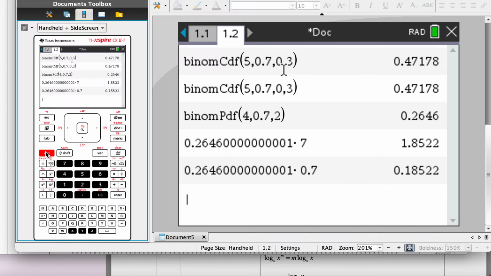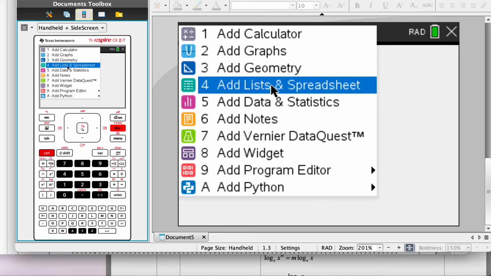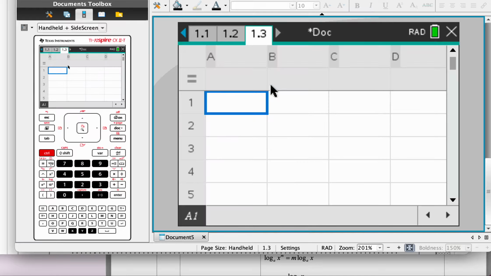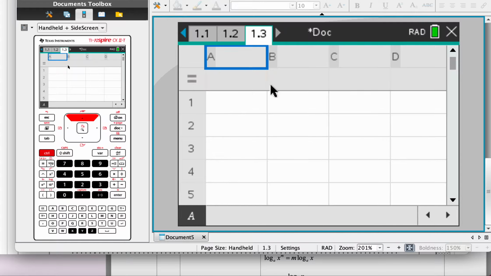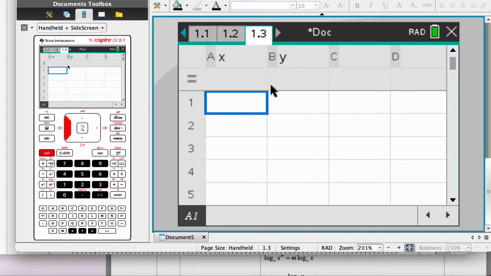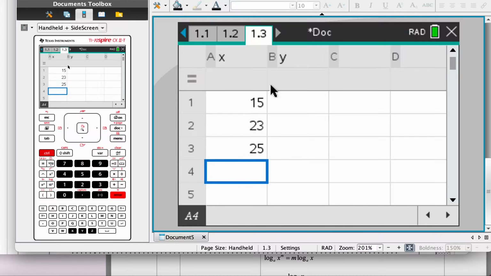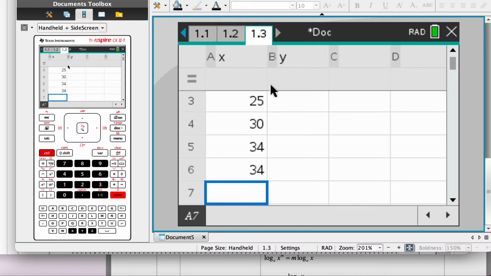calculator. So just go to a new page. We're going to go to this. Okay, I'm going to define it the way it was defined already. So that was x and this was y. And the numbers are 15, 23, 25, 30, 34, 34, 40.